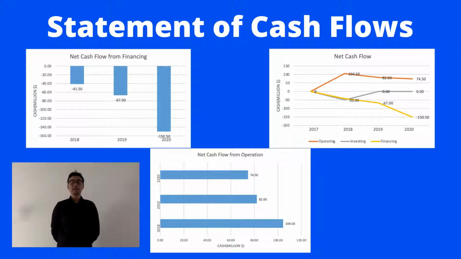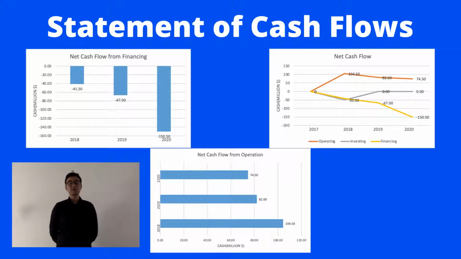Now we'll take a look at the statement of cash flows. It can be seen from the net cash flows line graph, specifically investing, that there has been a decrease in total cash outflows over the course of 2018 up until 2020. This has led to an increase in total net cash flows over the course of 2018 up until 2019.